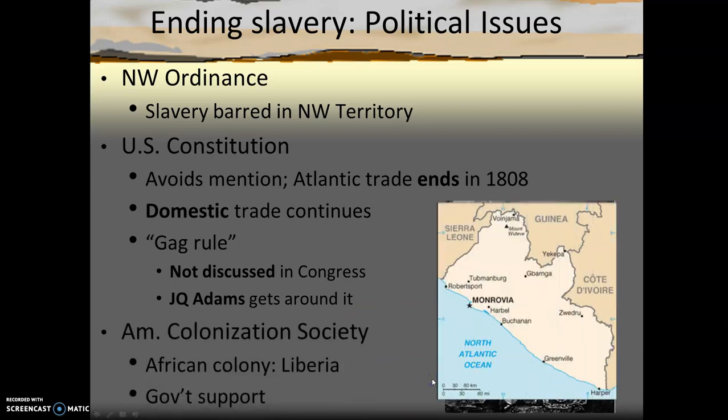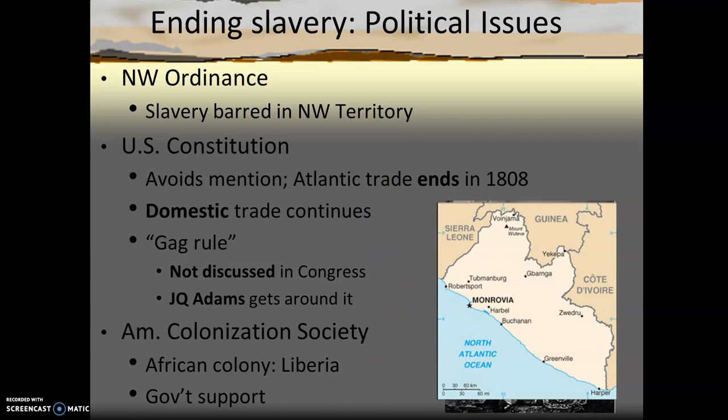Now, prior to the debate over the so-called gag rule, the issue with slavery, at least politically, also extends to questions on what to do with freed slaves. So in 1819, a Virginia congressman got the Monroe administration to help subsidize, meaning help pay for, what became known as the ACS, or the American Colonization Society.